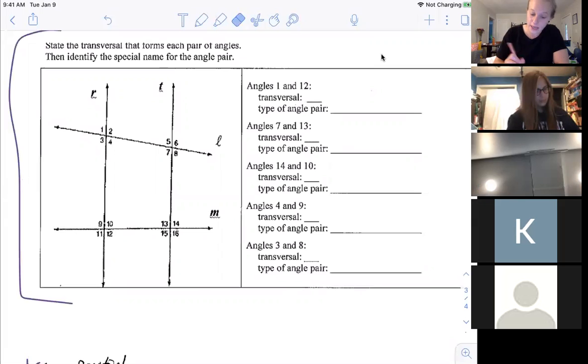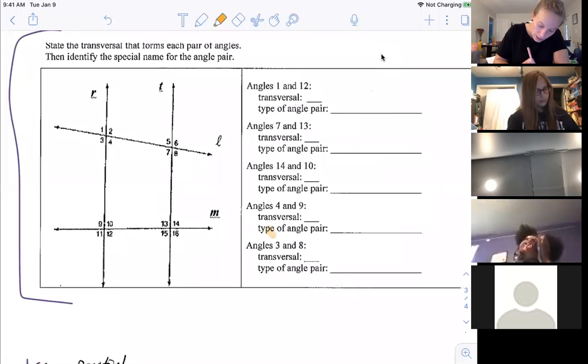What's happening here is I have 2 lines. I've got R and T, and then I've got 2 other lines, L and M.